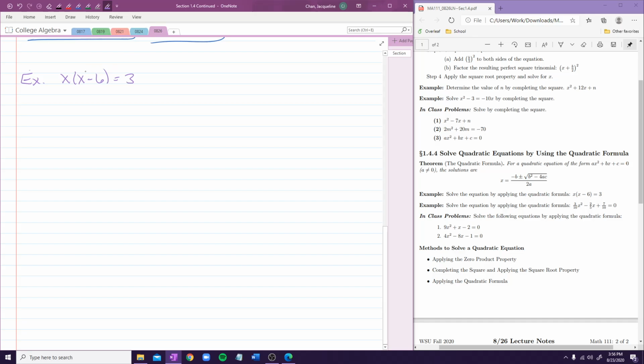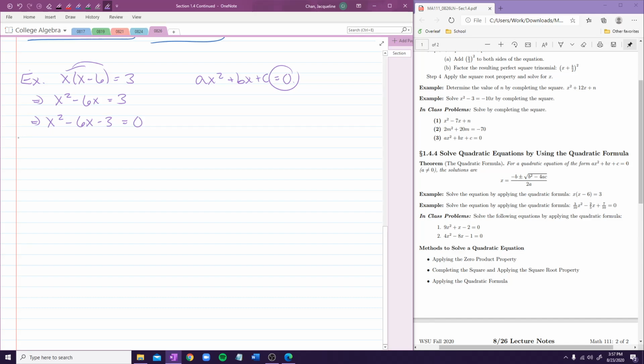Alrighty, so before we use the quadratic formula, we have to make it look like ax squared plus bx plus c is equal to 0, right? This looks nothing like it. So what am I going to do? I'm going to distribute this x. So that's x squared minus 6x is equal to 3. We're so close, but remember we want this to equal 0. So I'm just going to subtract 3 from both sides, and I'm left with x squared minus 6x minus 3 is equal to 0.